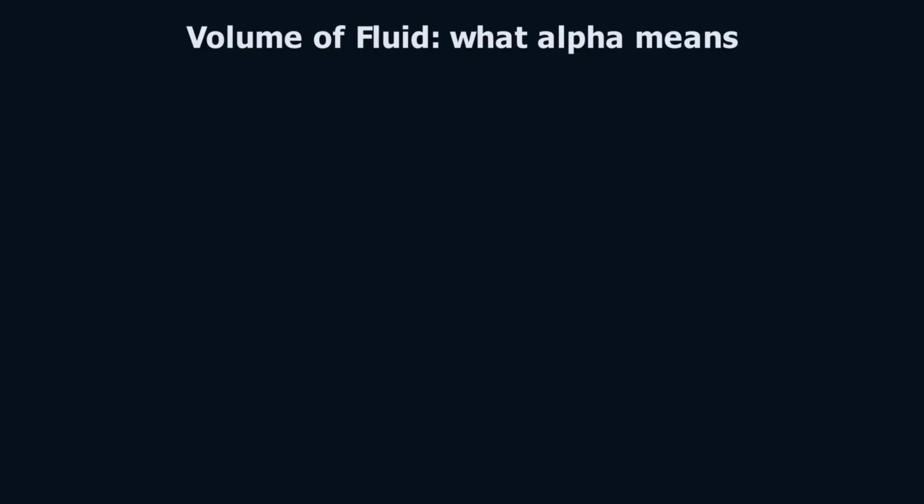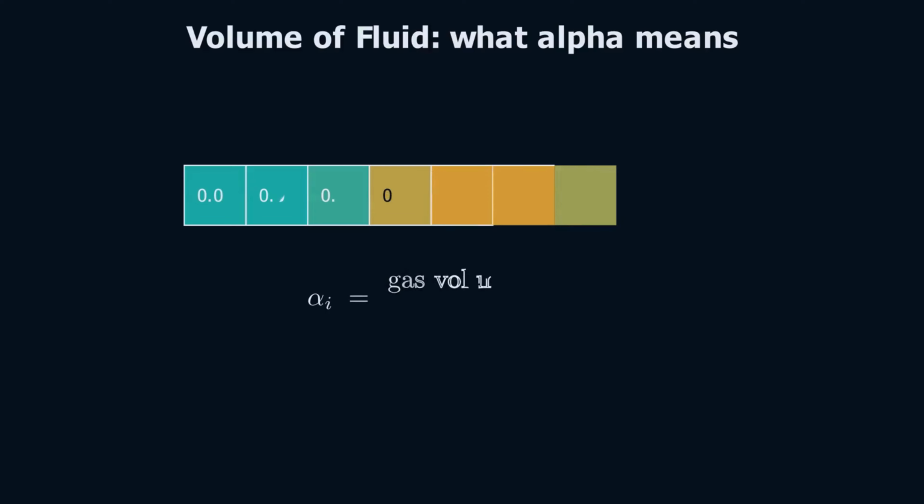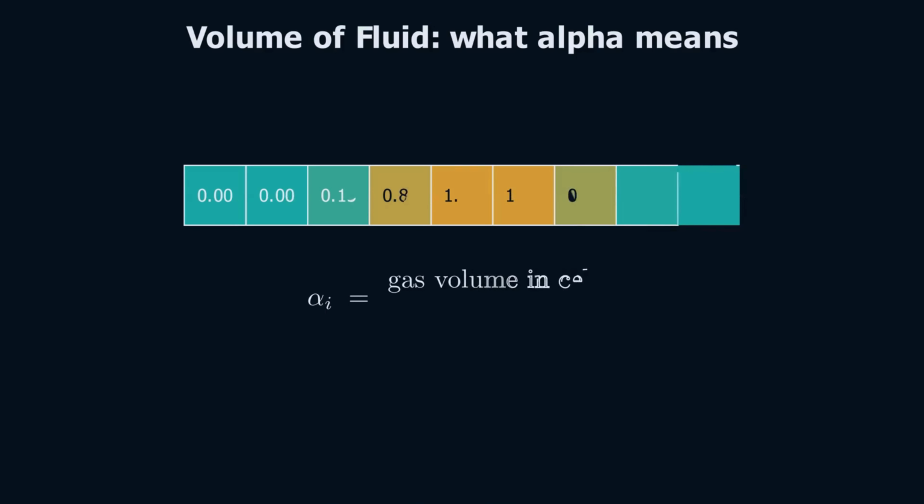But what exactly is alpha, physically? The volume of fluid method, VOF, gives the cleanest possible answer. Chop the pipe into cells. In each cell, alpha is a single number between 0 and 1, the fraction of that cell's volume currently occupied by gas. Alpha equals 0, pure liquid, shown teal. Alpha equals 1, pure gas, gold.